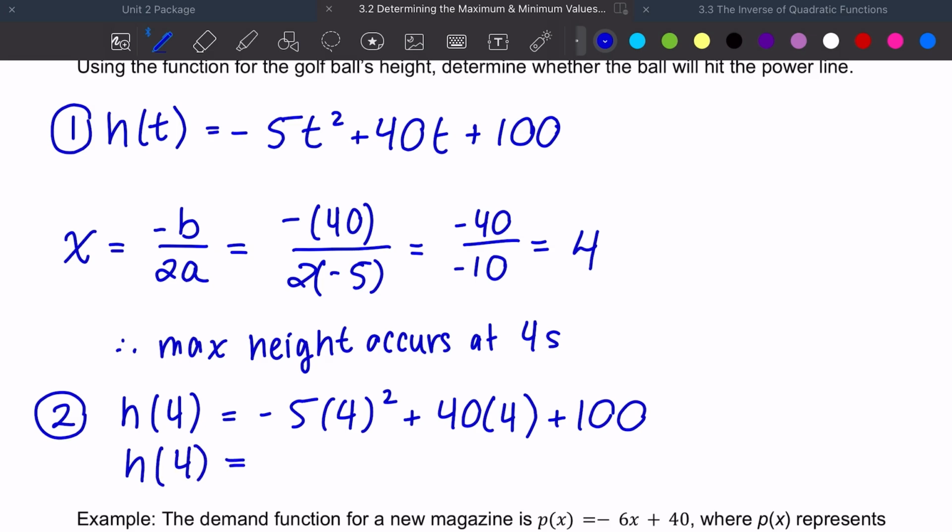Well, BEDMAS, negative 5 times 4 squared, so 16. Did you get this one, Beta? What was it? Was it 180? It was 180 exactly. Positive. Negative would be in the ground. Yeah, I'm doing the entire thing.